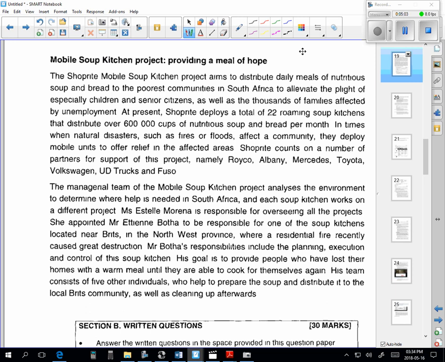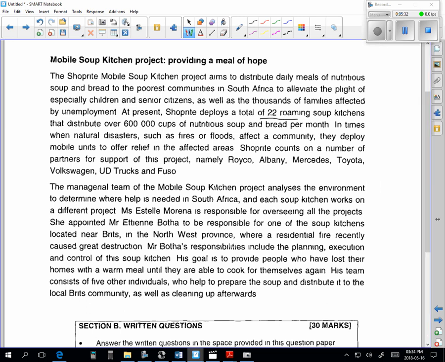So the ShopRite Mobile Soup Kitchen project aims to distribute daily meals of nutritious soup and bread to the poorest communities in South Africa to alleviate the plight of especially children and senior citizens, as well as thousands of families affected by unemployment. At present, ShopRite deploys a total of 22 roaming soup kitchens that distribute over 600,000 cups of nutritious soup and bread per month.